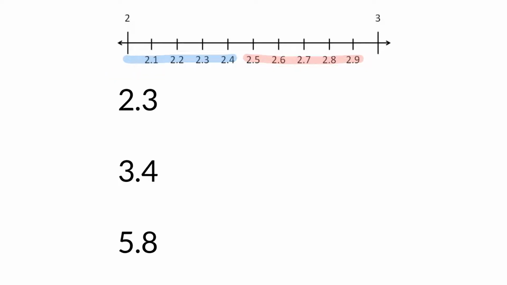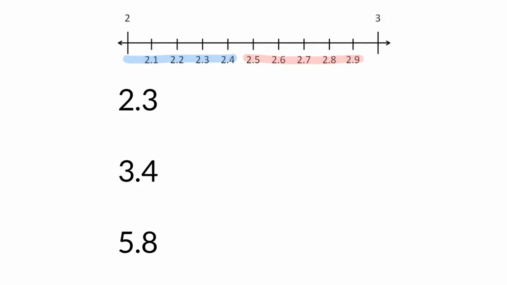That's why 0.5 or 5 in rounding is the magic number, because there are 5 numbers in the bottom part in the blue, 0, 0.1, 0.2, 0.3, 0.4, and there are also 5 numbers in the top, 0.5, 0.6, 0.7, 0.8, and 0.9, splitting it right down the middle. So 5 and above, you always round up. 4 and below, you always stay the same. We're now going to take a look at these 3 examples, 2.3, 3.4, and 5.8.